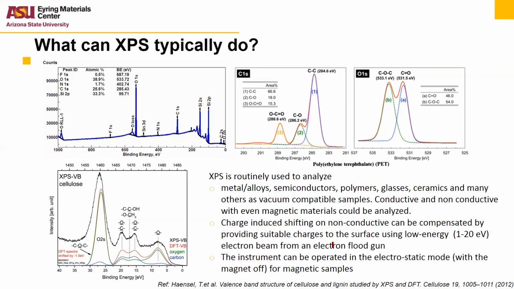And we can also analyze magnetic materials because we can operate the instrument in the electrostatic mode with the magnetic field turned off in the instrument. That would reduce the magnetic field generated from the magnetic samples and the interference from the instrument's magnetic field.